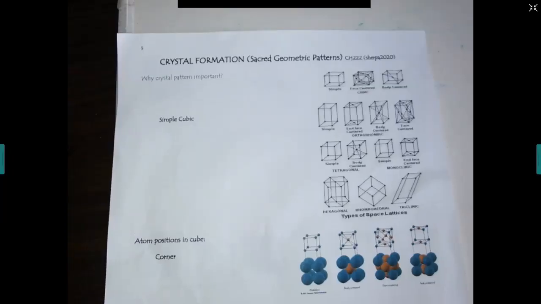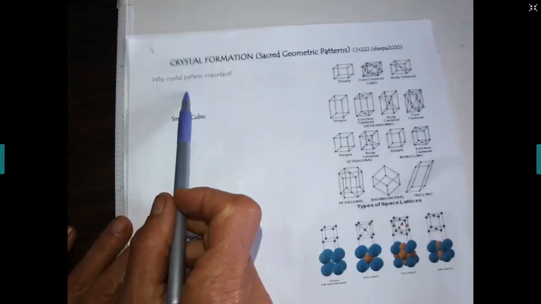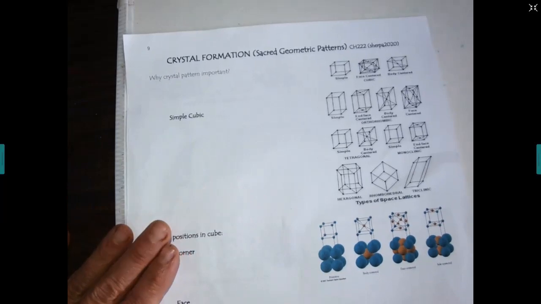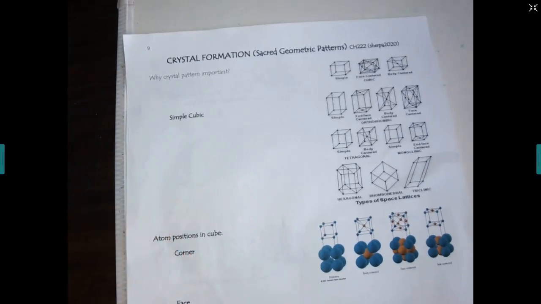All right, let's go for it. So we're going to talk about crystal formation, sacred geometry, which it actually is. So we're looking at solids, and what is special about solids is they make this regular crystal pattern. And why that's important, since it's a regular pattern, it has geometry, and so we're going to do math with it.